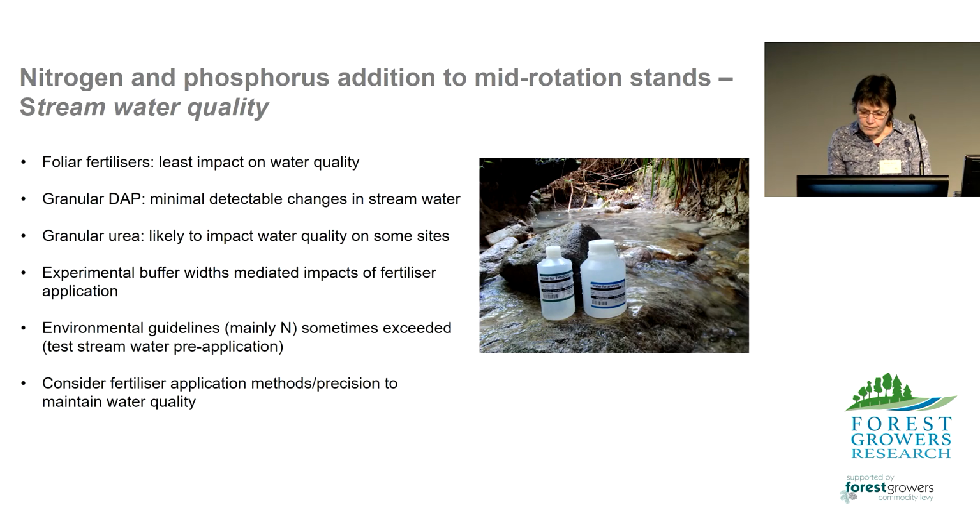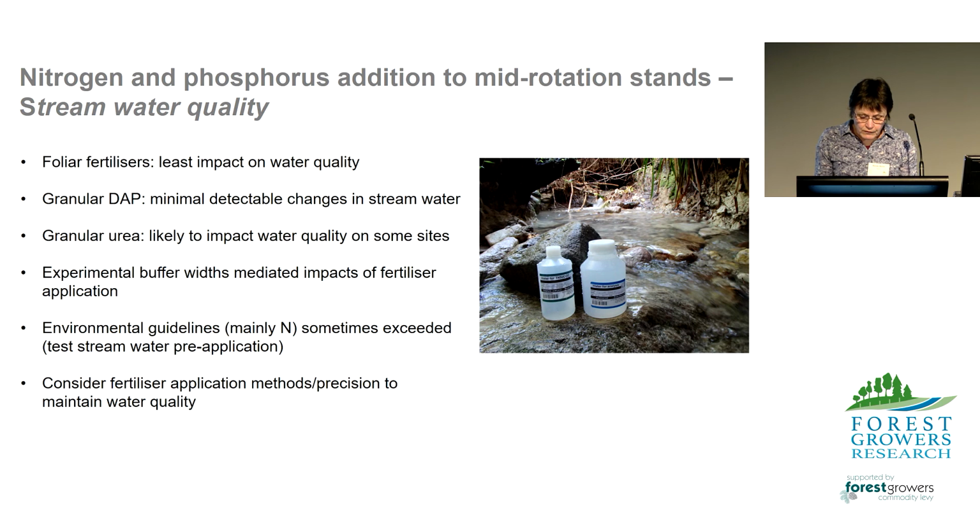So the results from these initial experimental treatments indicate that there were minimal impacts on water quality from foliar and DAP fertiliser treatments and short-term impacts from urea. The experimental stream buffer widths that we tested mediated impacts on water quality to varying degrees. It did highlight the value of undertaking water quality monitoring before fertiliser applications to identify any potential high-risk sites.